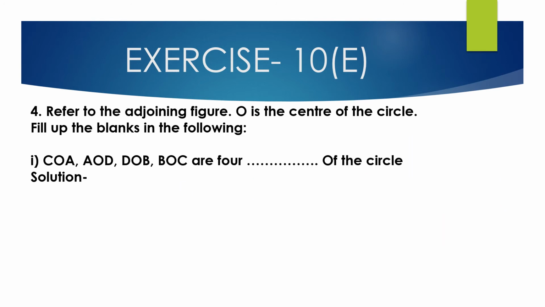Now we will solve question number 4. Refer to the adjoining figure. O is the center of the circle. Fill up the blanks in the following. First draw the figure. This is the figure. And this is a diameter. This is also a diameter.